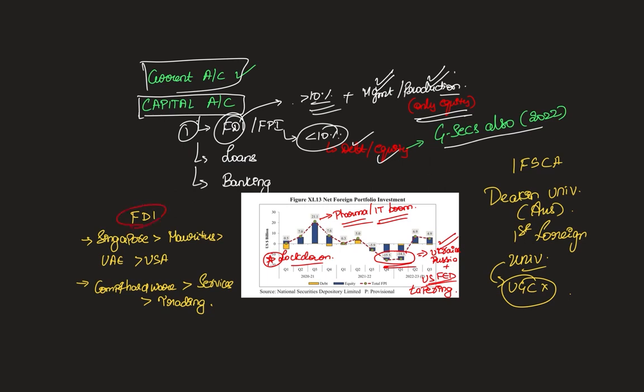We'll also have to talk about FDI. Major sources of FDI: Singapore, Mauritius, UAE, USA. It keeps on changing every year. As per economic survey this year, it is Singapore, followed by Mauritius. In what sectors did we attract this FDI? Computer and hardware, followed by services, and followed by trading. You just have to remember this trend as per economic survey.